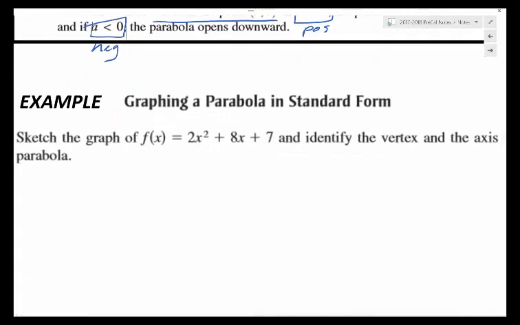So sketch the graph of 2x squared plus 8x plus 7. Identify the vertex and the axis of the parabola. Now, you could do completing the square here, which is just always so much fun, or there's a trick to finding the vertex. There's a trick to finding the vertex, called finding the discriminant. The discriminant is the opposite of b over 2a.